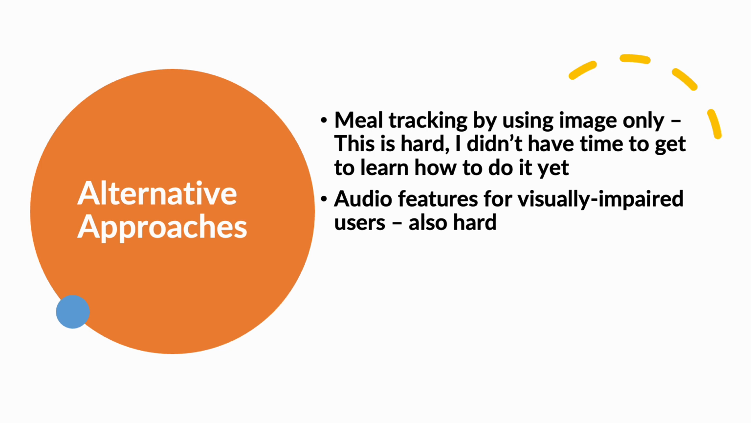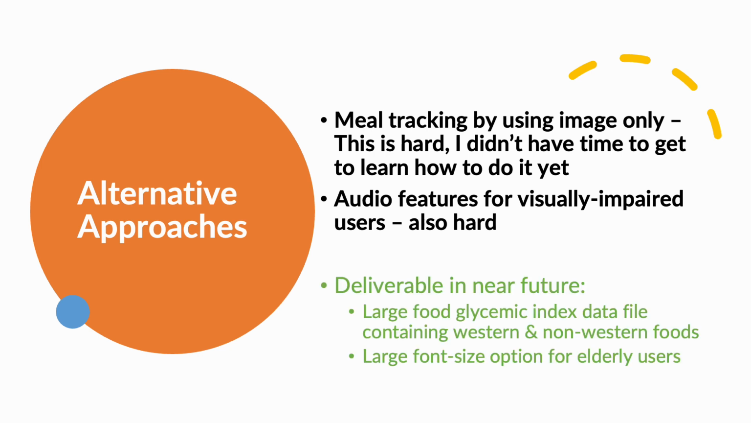The second feature I considered is to use audio features to help visually impaired users, which is also very hard and I didn't have time to implement it, so I considered using icons and also larger font size. But there are some features I can deliver in the near future, which include expanding my food glycemic index data file so it contains both Western and non-Western food so it can benefit more users. And the second one is to include a larger font size option for elderly users.